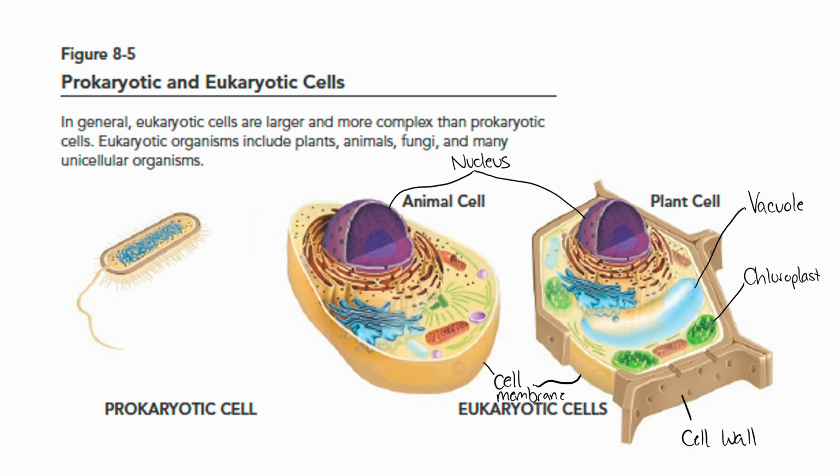Now, in our prokaryotic cell, you'll notice we have no nucleus, but we just have DNA floating in the cytoplasm. We also have a movement mechanism called the flagella. But again, our prokaryotic cell as well has a cell membrane protecting the outside layer.